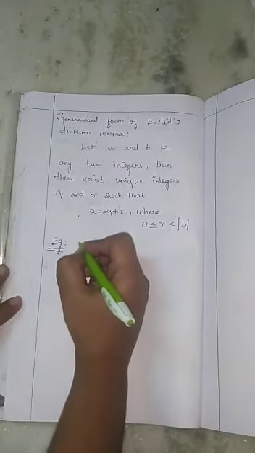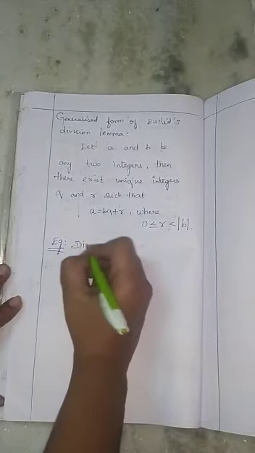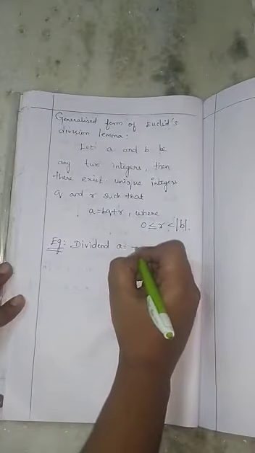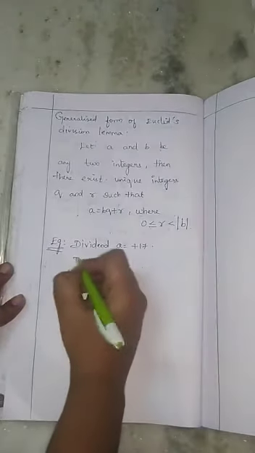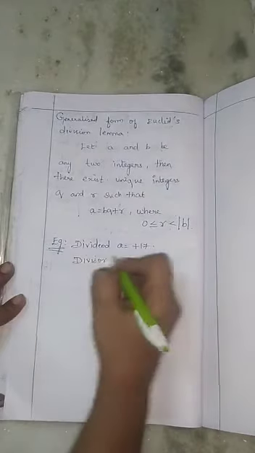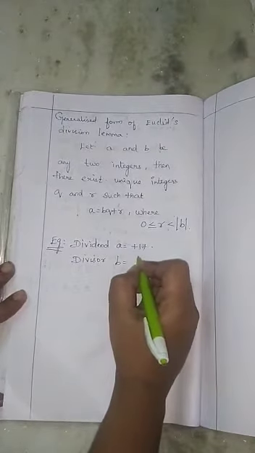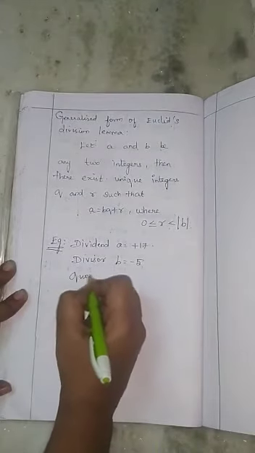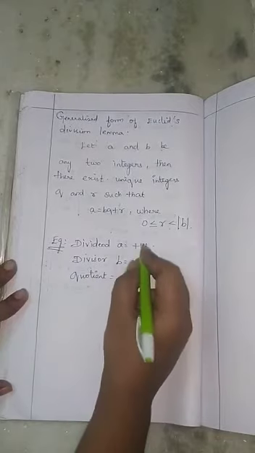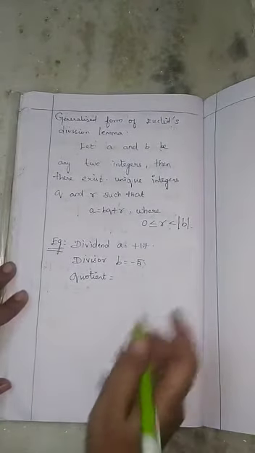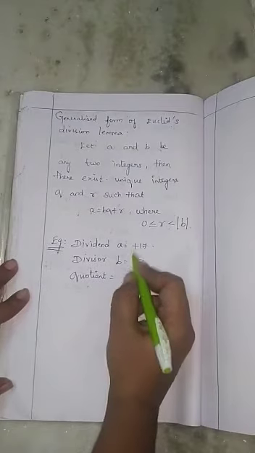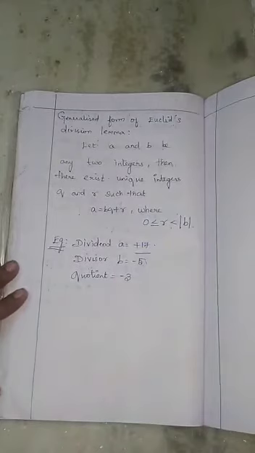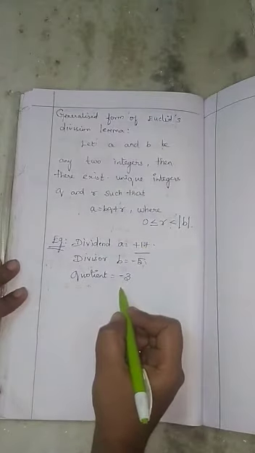Now my dividend, that means a equal to plus 17, and divisor, that means b equal to minus 5, I am going to divide this by minus 5. So for the quotient, you know very well in the 5 table 17 is not possible, so 15 is possible. How many times? 3 times. Here plus is there, here minus is there, so dividing plus 17 by minus 5 you will get the quotient minus 3.